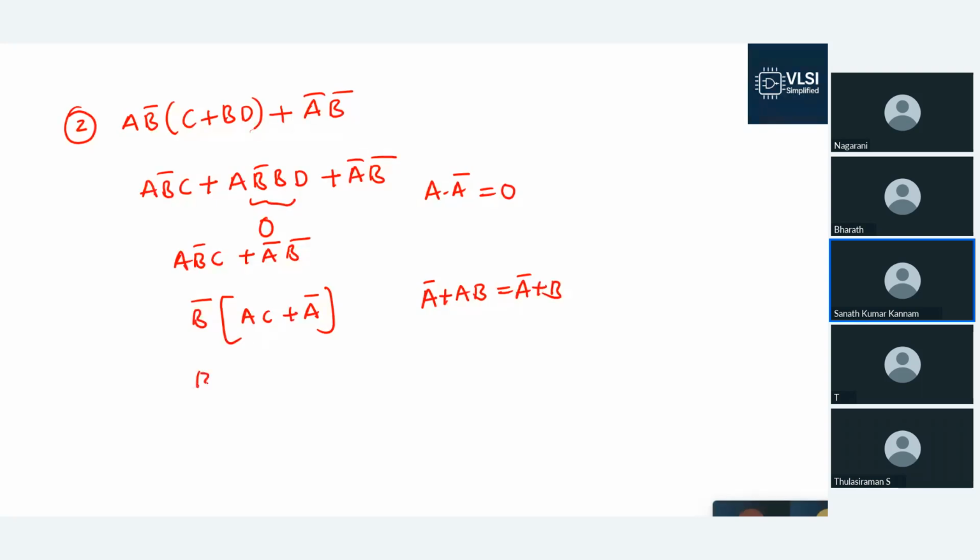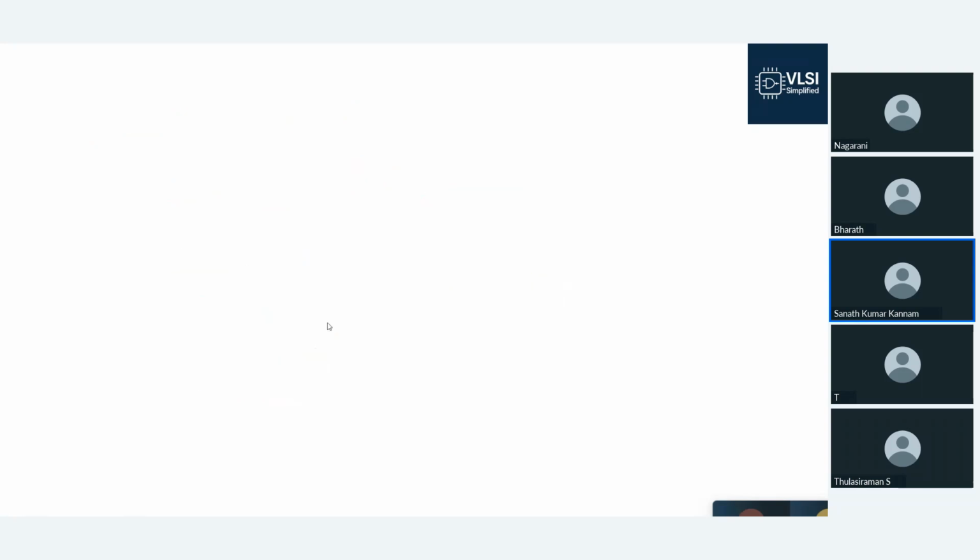Okay, so this is B bar, A bar or C. So this is A bar or C. So A is redundant. It will reduce to A bar or C. Okay. So you need to minimize the given expression to the minimum number of literals such that it will not reduce further. That is, you need to apply Boolean laws and minimize the given expression. Third one we'll see.